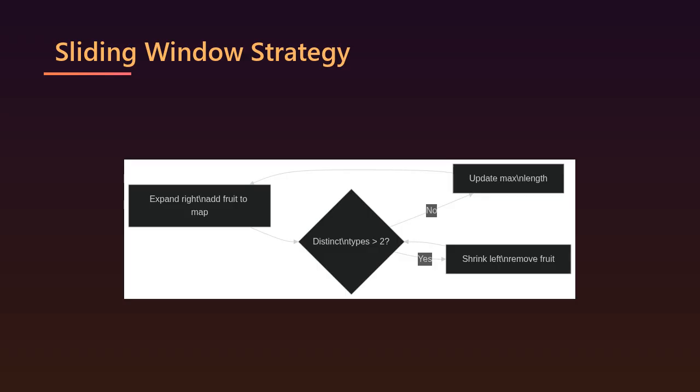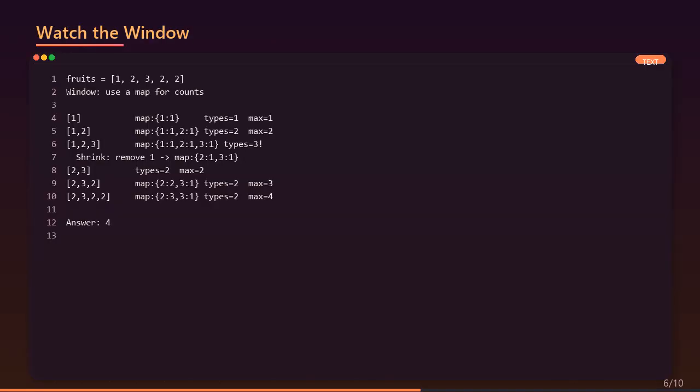Here is the strategy. Use a hash map to count fruit types in the current window. Expand right, add the new fruit to the map. Check, do we have more than 2 distinct types? If no, great, update the maximum length. If yes, shrink from the left. Remove the leftmost fruit from the map. If its count reaches 0, delete it from the map. Keep shrinking until we are back to 2 or fewer types. Then expand again. Let's trace.